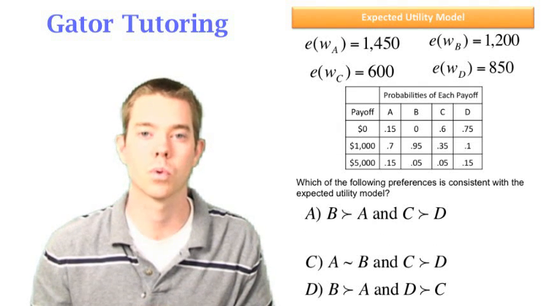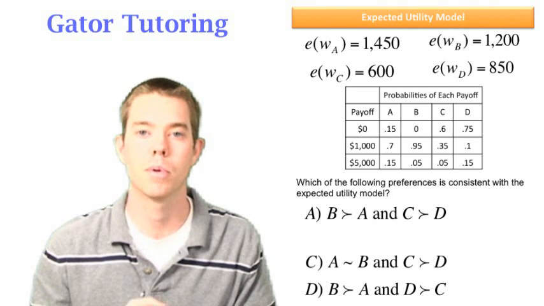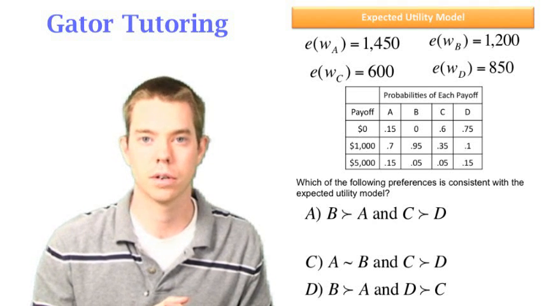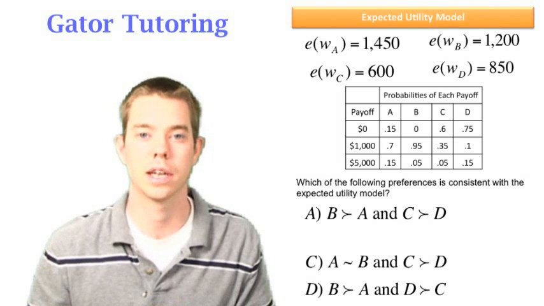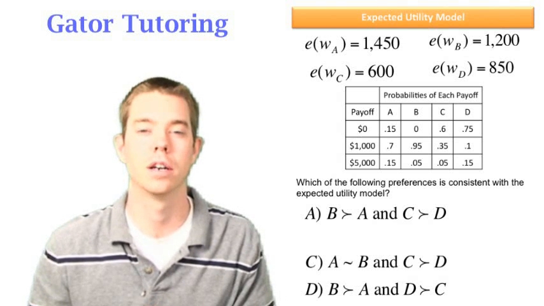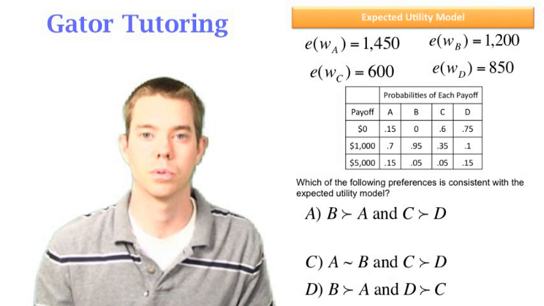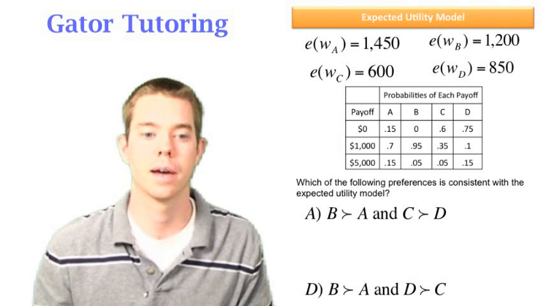Option choice C says we're indifferent between A and B, but we prefer C to D. This is saying we're indifferent between a riskier gamble and a not so risky gamble, but we prefer a not so risky gamble to a risky gamble. That's just not consistent with the expected utility model either, so we can get rid of that. Option choice D, for the same reasons, is not consistent.